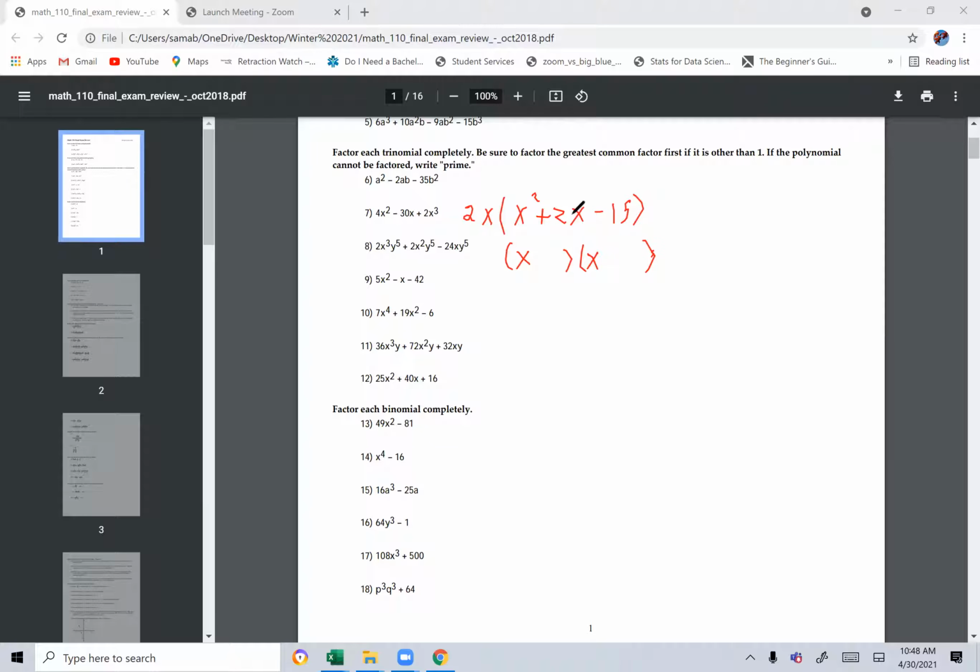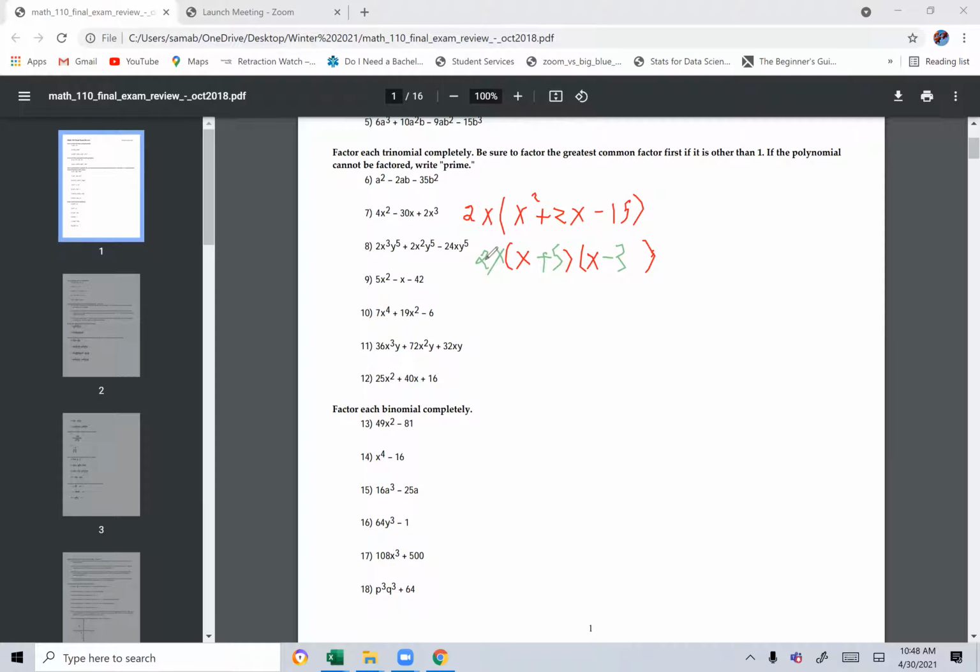Can someone tell me what the two numbers are? Negative 5 and positive 3. The other way. So you're close. Positive 5 and minus 3, and that's 2x. So that's how you factor this one.